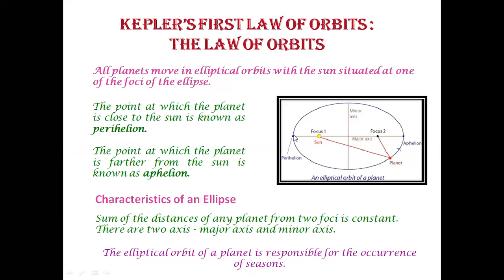The point at which the planet is close to the Sun is known as perihelion and the furthest point from the Sun is called aphelion. What are the characteristics of an ellipse? Ellipse characteristics, what do we understand? The sum of the distance of any planet from the two foci is constant.